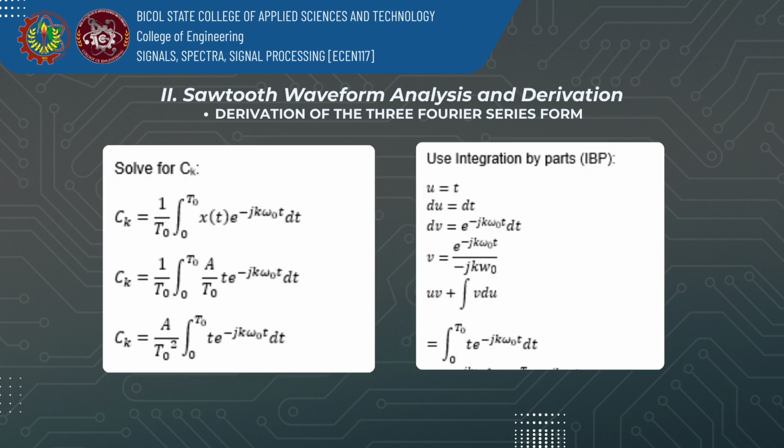Next, we solve for the coefficient C sub k. The formula requires multiplying our function t by a complex exponential e raised to negative jk omega sub o t. Since this is a multiplication of the variable t and an exponential, we must use IBP, or integration by parts. So we let u is equal to t and dv is equal to e raised to negative jk omega o t. So substituting this into the uv minus integral of v du formula, we get the expansion of this.